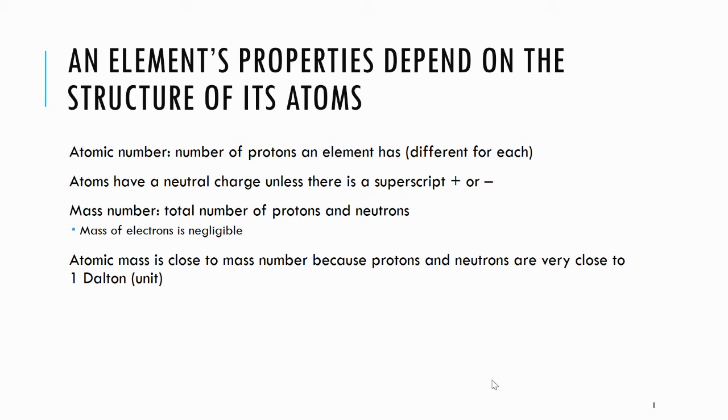The atomic number is how many protons an element has, and this is going to be different for each element. Atoms have a neutral charge unless you see a superscript plus or minus. Its mass number is the total number of protons and neutrons because the mass of each electron is negligible. You will notice that the atomic mass will be close to the mass number because protons and neutrons are very close to 1 Dalton, which is the unit that is used for the atomic mass.